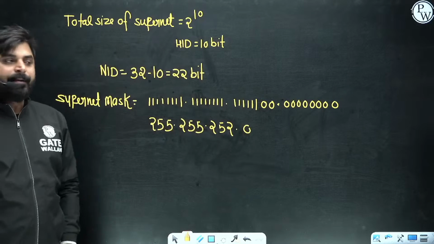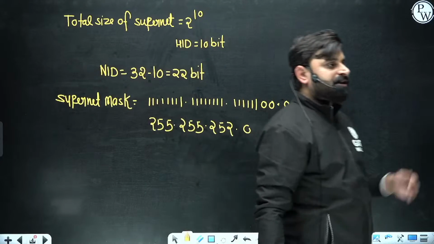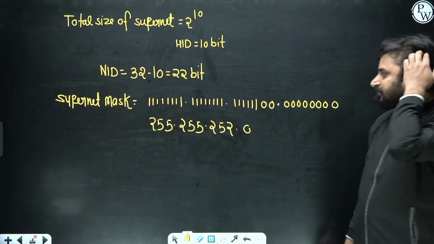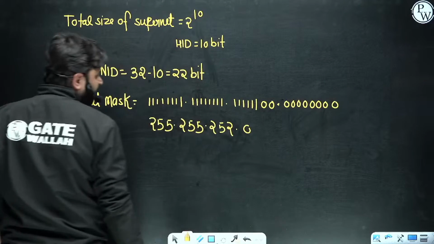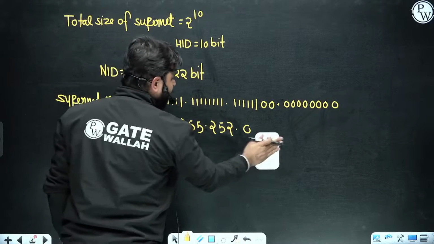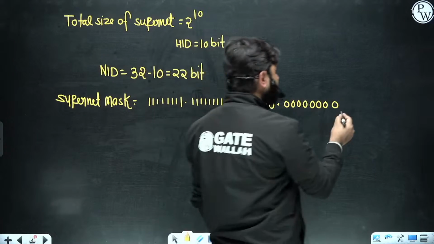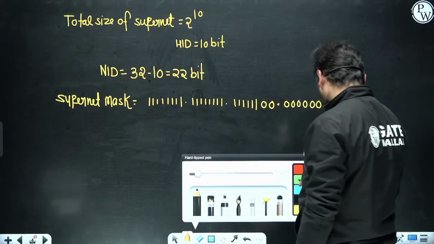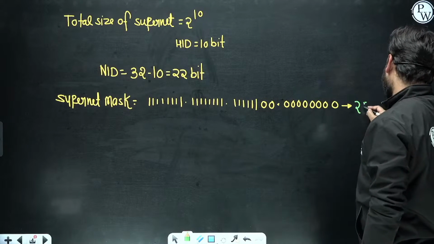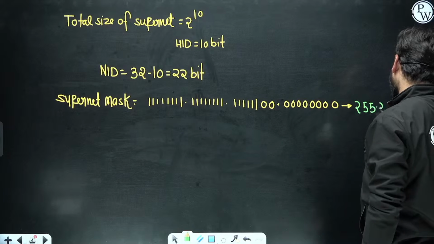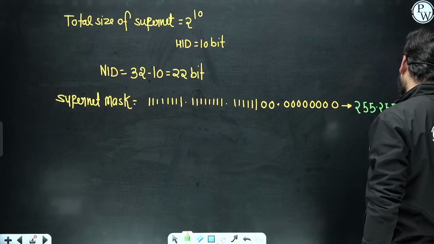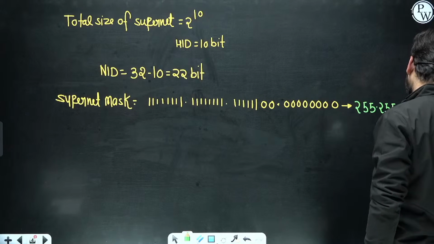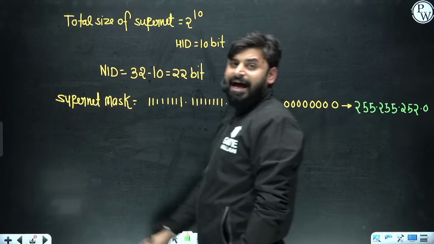Is it clear to everyone? Tell me. Now, my dear friends, this is the supernet mask. It is better if I write here. Now I want to explain one more concept here. 255.255.252.0. It is class C.